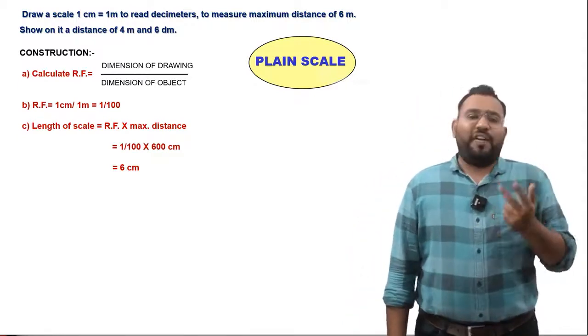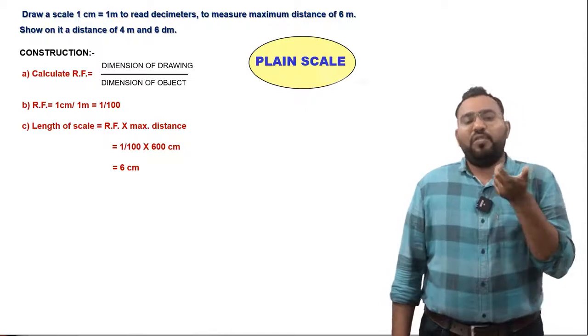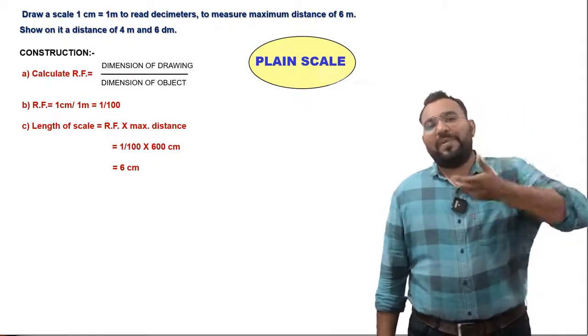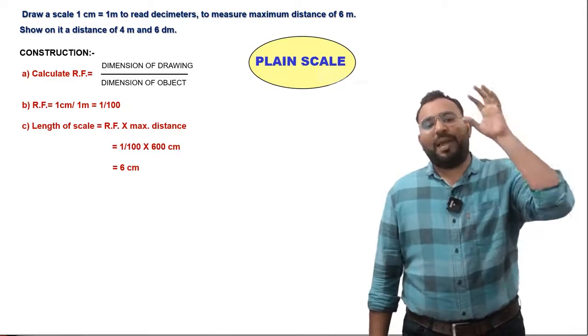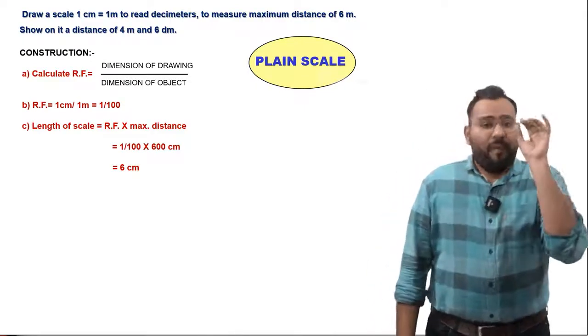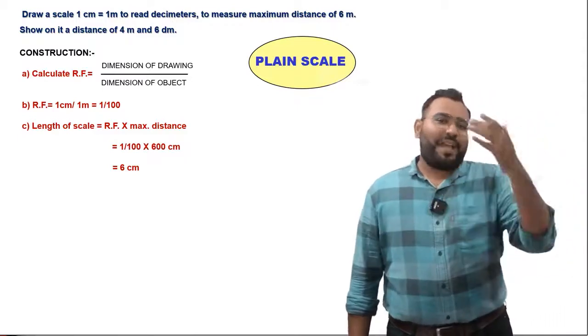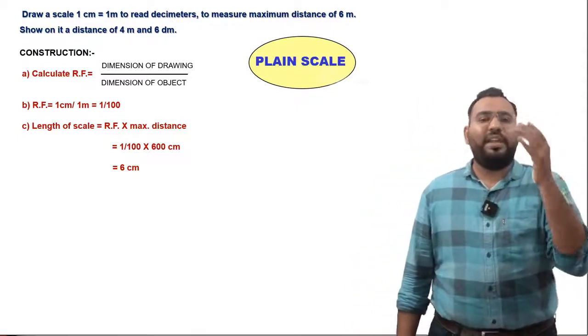Second thing that you have to find is length of scale. So now you know this equation, length of scale is equal to representative fraction multiplied by maximum distance. Now the RF that we have already defined, which is 1 upon 100, but what is maximum distance? So maximum distance is always given in the example.